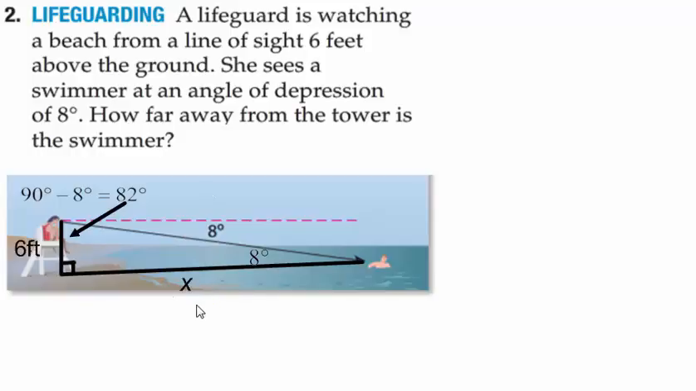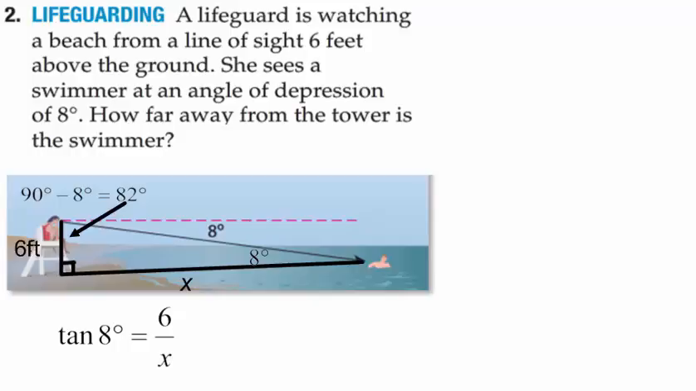And we are trying to find this distance between the tower and the swimmer, x. So I'm just going to go ahead and use this 8-degree angle. Looking from the swimmer's perspective, 6 feet is opposite, and x is the adjacent side, so we have another tangent ratio. So we can set up the ratio tangent of 8 degrees equals 6 over x.